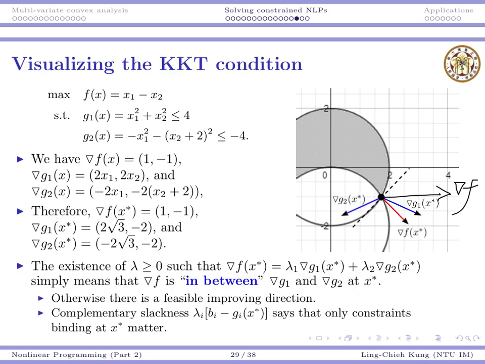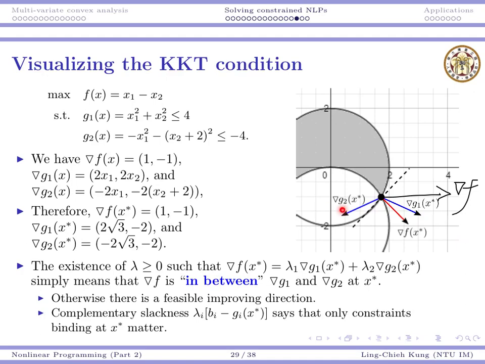Why do we need that for an optimal solution? Gradient f, roughly speaking, is the improving direction. If possible, I want to move along that direction, so I want to keep moving in this direction. How about gradient g1 and gradient g2? Gradients for less than or equal to constraints always point to infeasible directions. For example, for this circle, for this constraint, a gradient always points to the direction that is leaving the center.